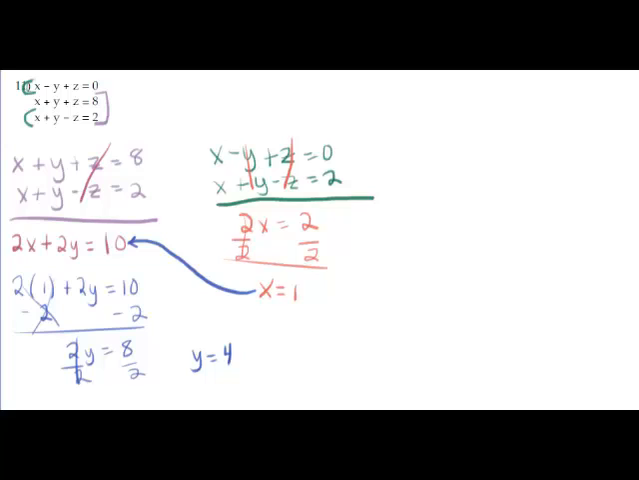Let's go back and plug in for z up into one of these first equations. How about if we pick the middle one since it has all positives? So x plus 4 plus z equals 8, which I'm going to scoot over here. 5 plus z equals 8, so subtract 5. Z equals 3. Our answer is 1, 4, 3.